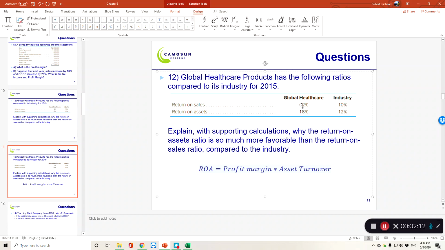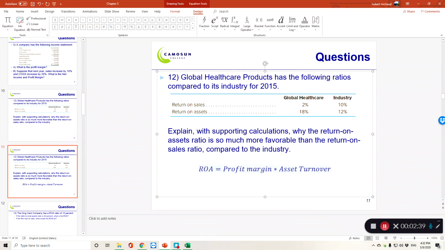We know the ROA for global healthcare and for the industry, right? We could plug that in here. We also know the profit margin. What is the profit margin? The profit margin is the net income or the return divided by sales. So it's the return on sales. That's what I just said earlier, right? There's often multiple names for the same ratio. Profit margin and return on sales are exactly the same thing.